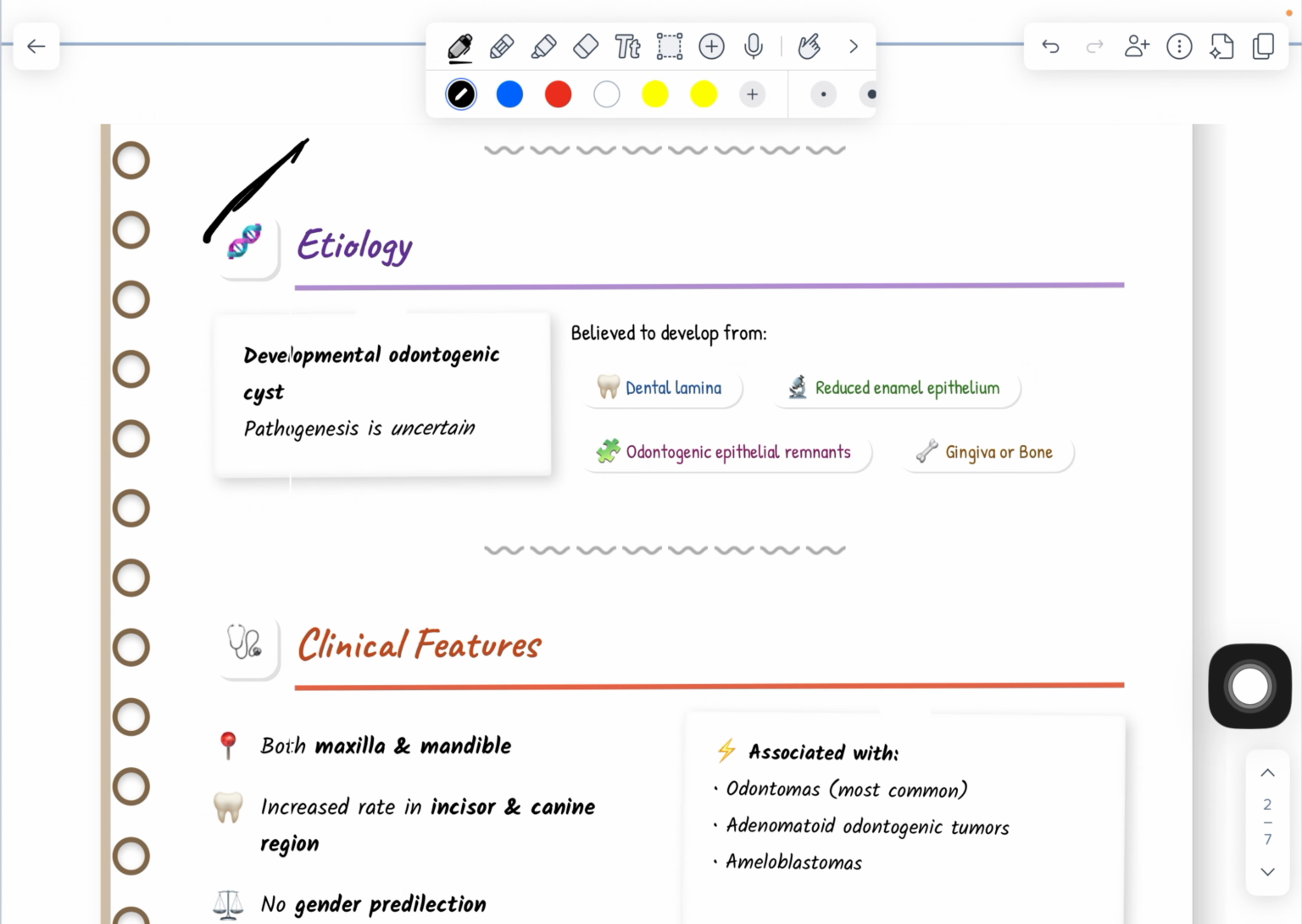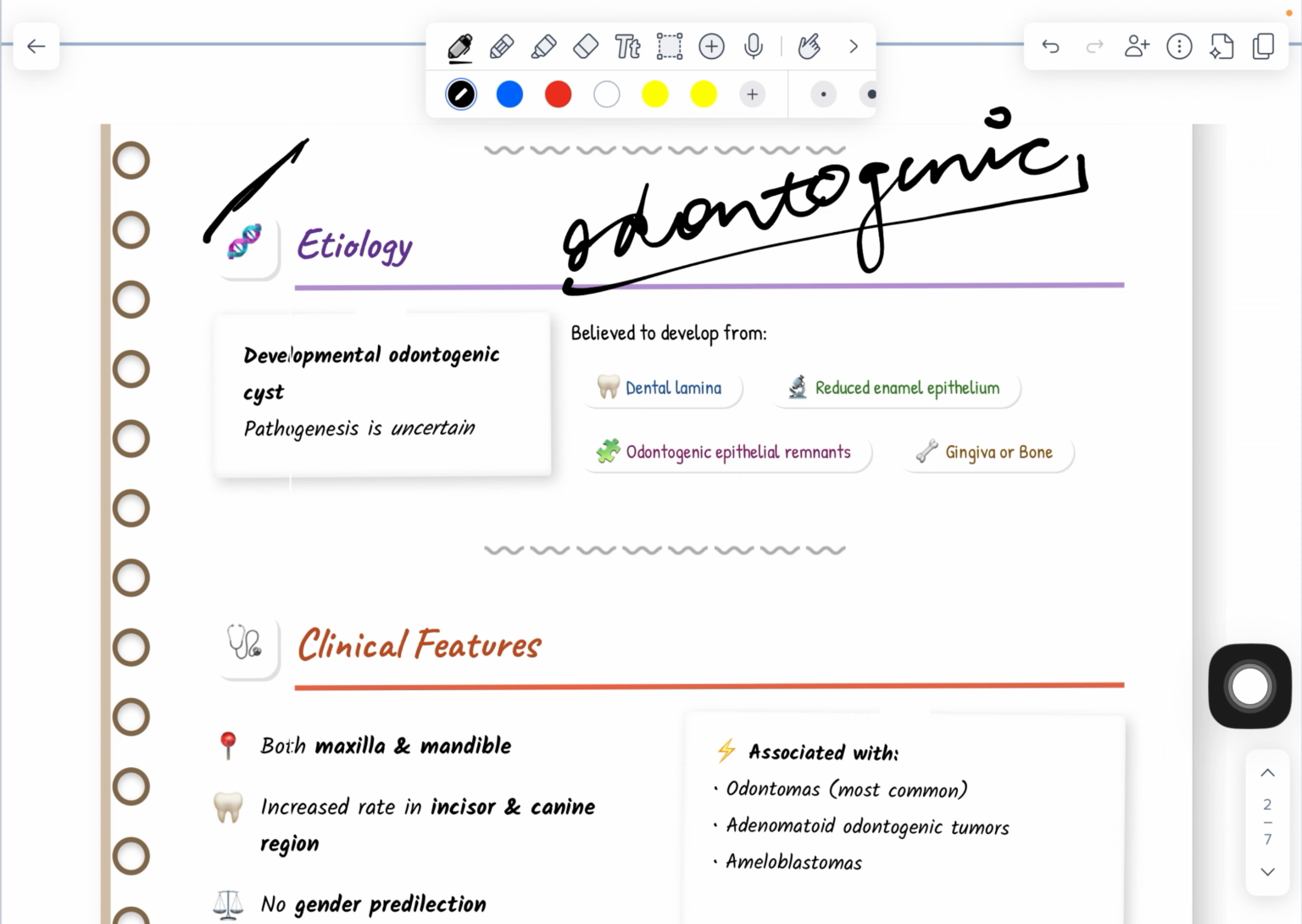Coming to the etiology, it is a developmental odontogenic cyst. Pathogenesis is obviously uncertain. So basically this is an odontogenic cyst. Because it is odontogenic, its derivation will be from the parts of the tooth itself. That is dental lamina, odontogenic epithelial remnants, reduced enamel epithelium, gingiva or the bone itself. I hope it is clear.